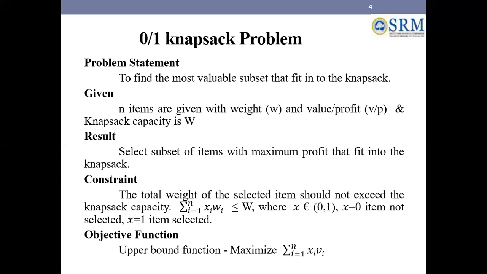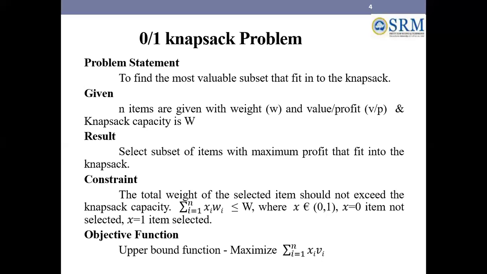And what is the objective function? How to find the optimal value? Here it is a maximization problem, so the objective function is the upper bound function. Maximize the profit: sigma i equal to 1 to n of xi times pi, or vi, value or profit. Any term can be taken.